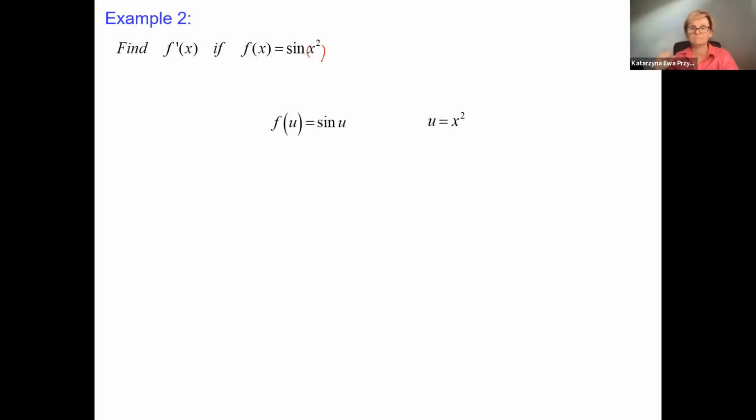X squared. Yes, the inner quantity is x squared. Okay, so we have sine of u. We know that behind u we have a new function, I mean the inner function. Okay, what's the derivative of sine of u?